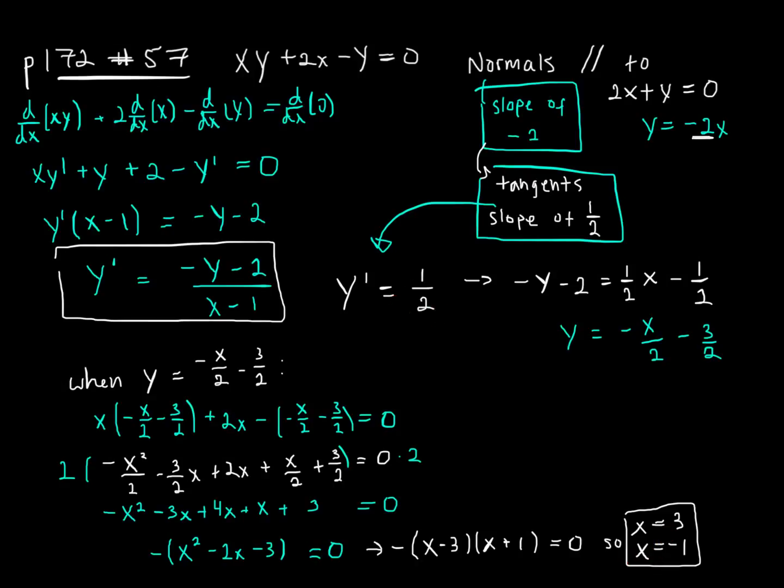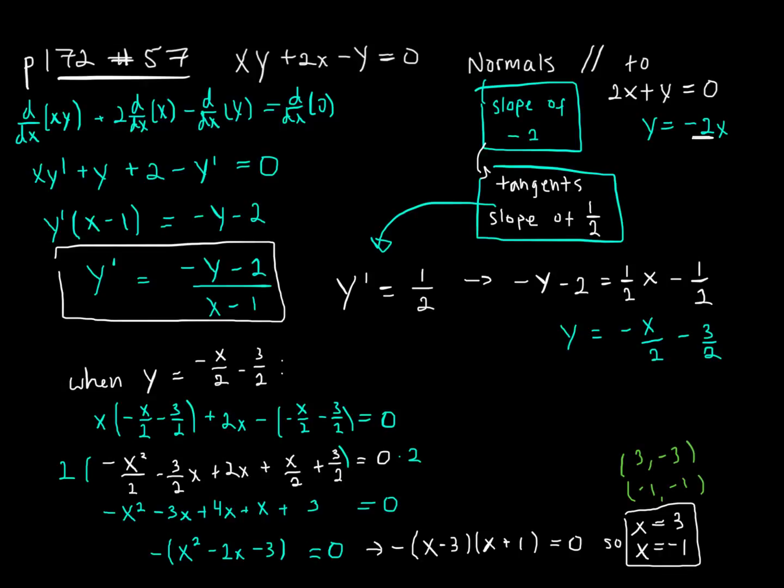Now, when I know the x values, I'd like to know the corresponding y values. So I can go ahead and plug the x values that I found back into my equation that relates x and y when the derivative is equal to 1/2. So when x is equal to 3, I'll have negative 3 halves minus another 3 halves. That'll be negative 6 halves, which is negative 3. So one point, I'll write them here, is going to be 3, negative 3. And when x is equal to negative 1, I'll have negative times negative, which is positive, so I'll have positive 1/2 minus 3 halves, and that is going to end up being a negative 1. So I'll have the point negative 1, comma negative 1.